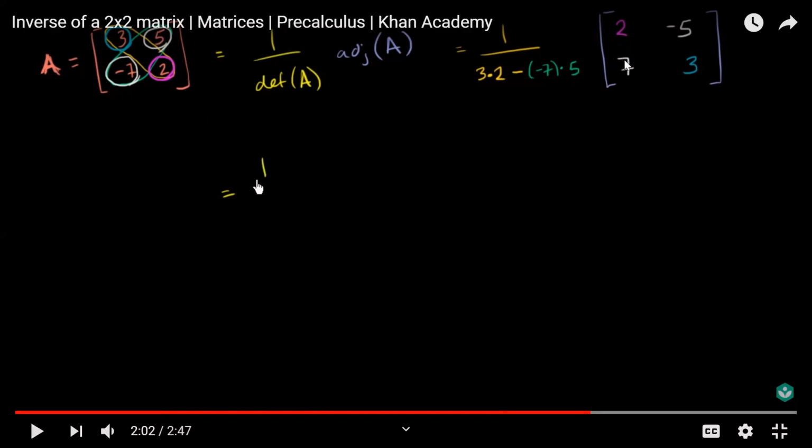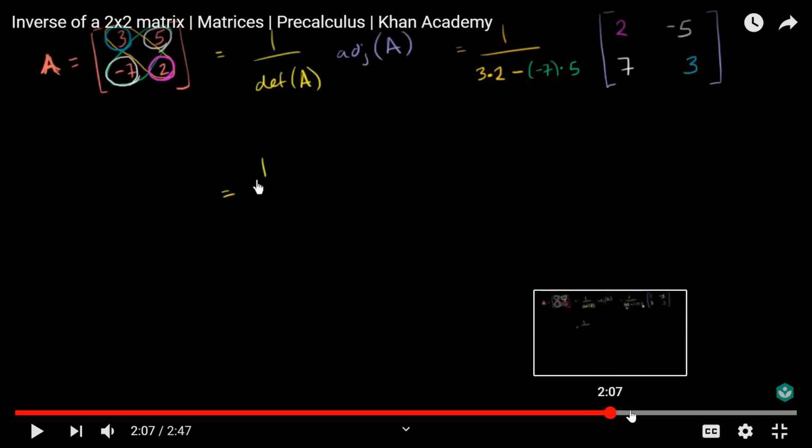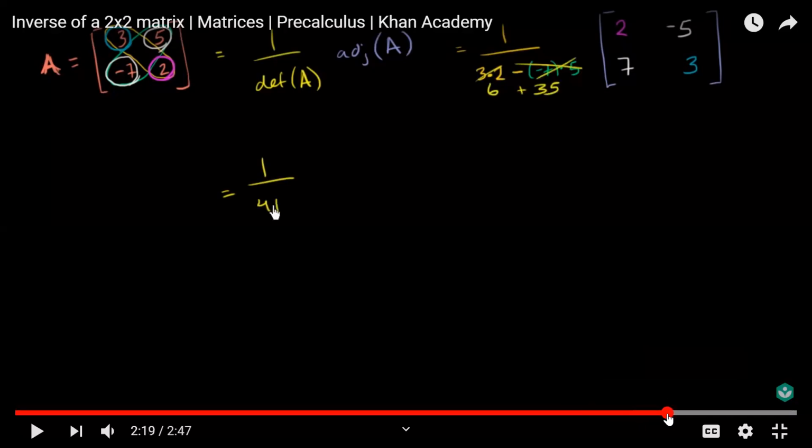So you change the sign of these two, and you change the places of these two. So now we got the adjoint, and now here is our whole product, and we get it. So this is 1 over 41. So it comes out to be 6 plus 35, and it becomes 1 over 41. And these are the 4 elements: 2, -5, 7, 3. And this 1 over 41 will go over and multiply with each element of this matrix.